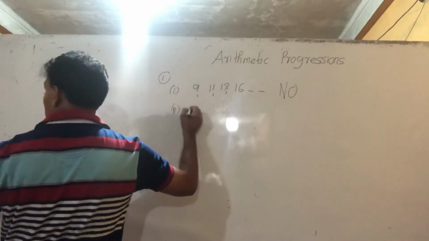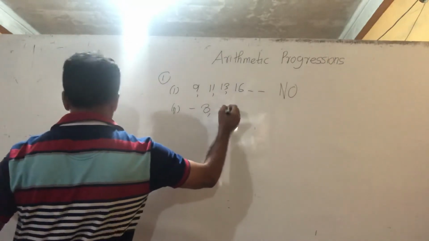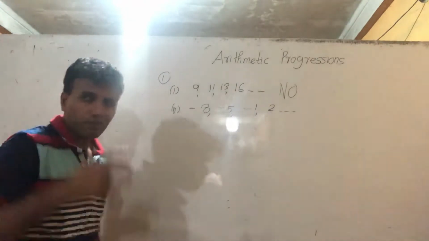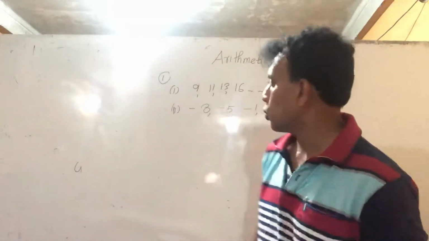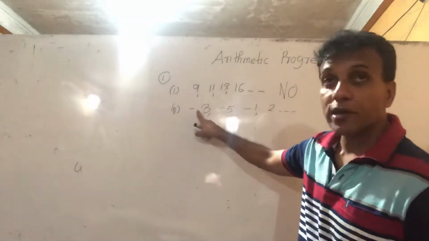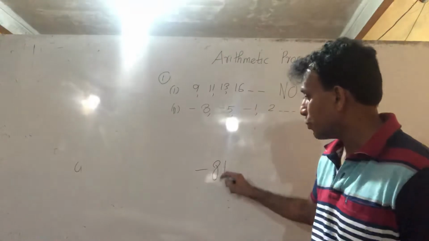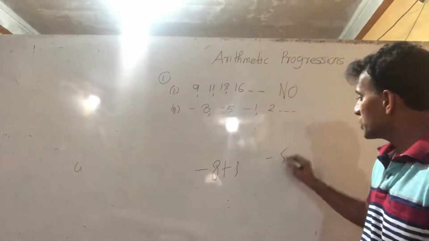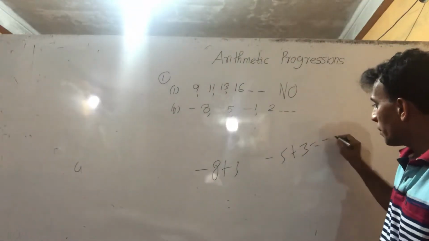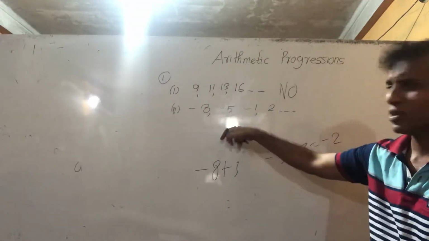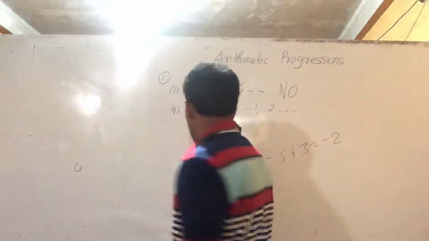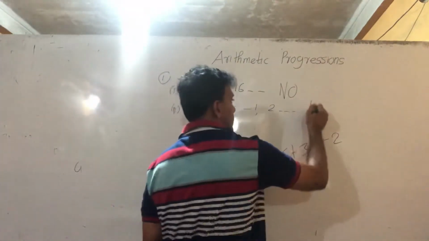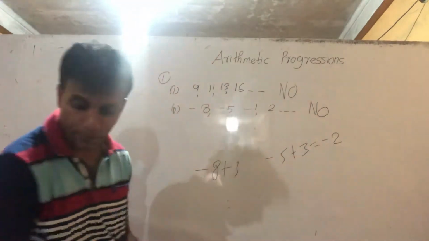See the second one: minus 8, comma, minus 5, comma, minus 1, comma, 2. Some oral discussion, see whether yes or no. Minus 8 add 3 is minus 5. Minus 5 plus 3 is what? Minus 2, but here it is minus 1. Not in order, no regular pattern. Therefore, this is not an AP, not an arithmetic progression, right?